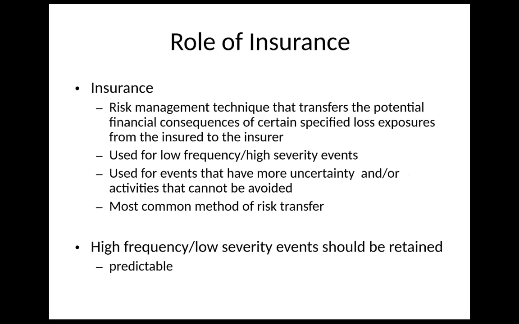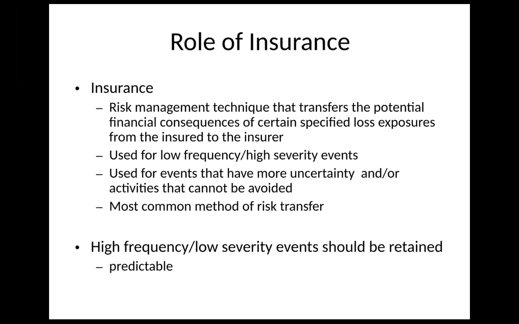What's the role of insurance in all this? So as we talked about before, insurance doesn't prevent the hazard from occurring. It just replaces the financial aspect of it. In technical or textbook terms, it's a technique that transfers the potential financial consequences of a certain specified loss exposure from the insured to the insurer. So that's the book definition, right? It's buying insurance. You're taking those financial consequences from the insured, who hoped it wasn't going to happen, to the insurer, and it's just a transfer of dollars. It's typically used for low frequency, high severity events.